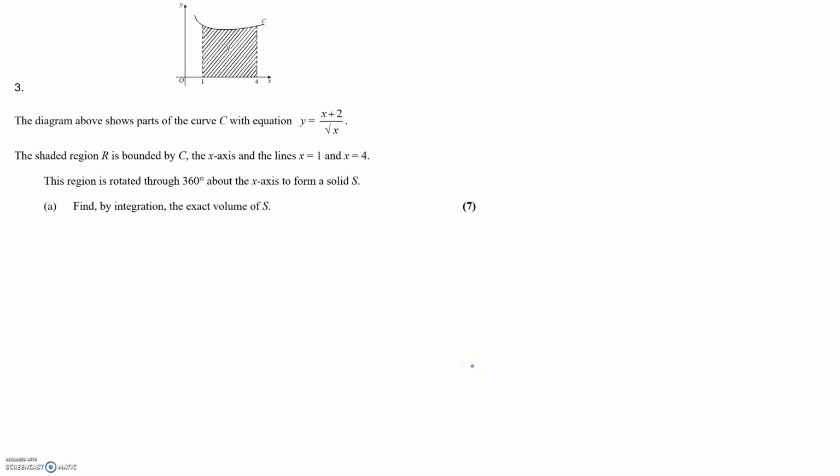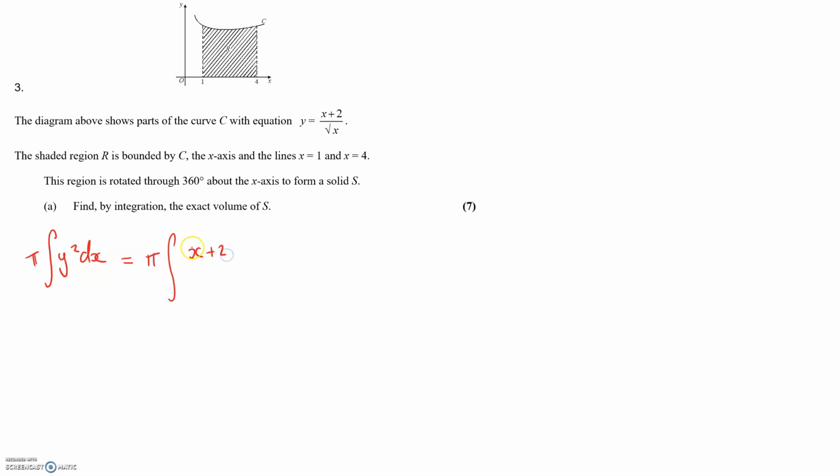In question 3, we have a revolved solid around the x-axis with the equation y equals (x plus 2) all over the square root of x. We have to first of all calculate the exact volume of S of this revolved solid, which we do using the equation pi integral y squared dx. We then substitute in our y equation and integrate the result.